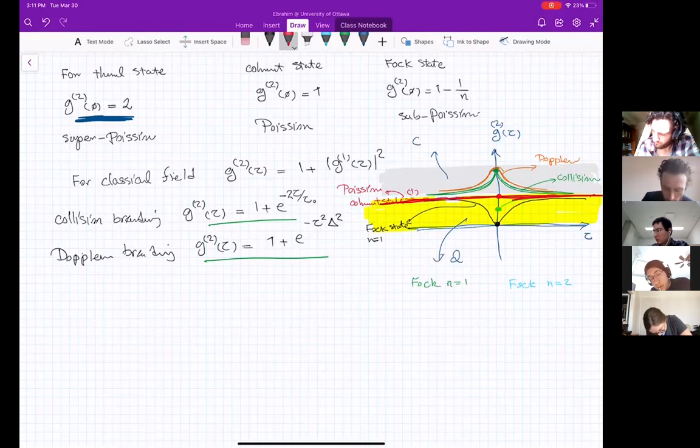Clear? That's the meaning of G2. And remember that I emphasize several times, this is not the field. This is the intensity correlation. This is what your detector clicks. This is the correlation between clicks of your detector, which gives you this.